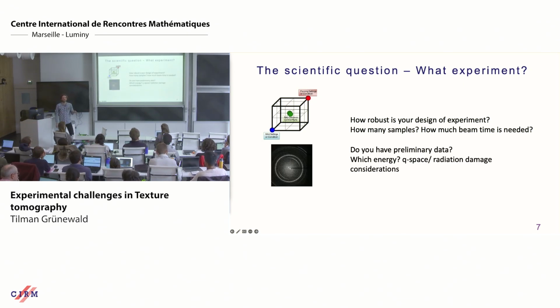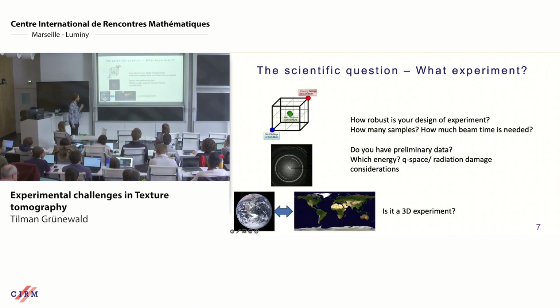Do you have preliminary data? Do you know how your sample is scattering, which energy, which Q space? I mean, it's very general considerations, but I think it's good to have it written down for this tutorial. And again, is it a 3D experiment? Is it really something where you need the 3D capabilities, or is it something that you can tackle with 2D experiments? Because they are really a lot easier.